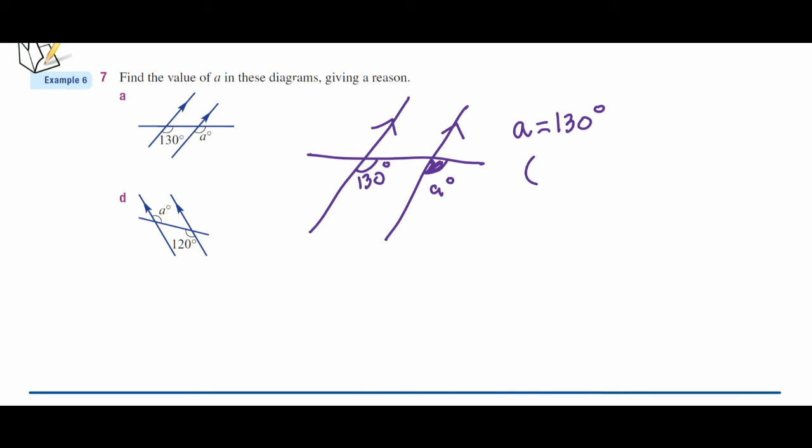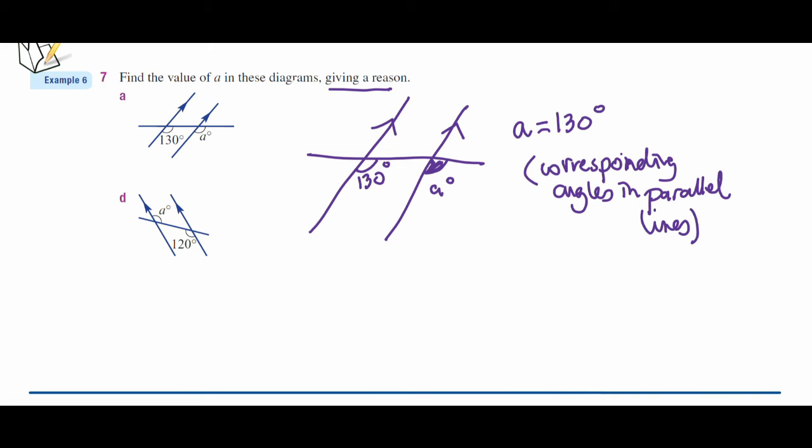Now, why? This is the part we want to give a reason. Why? Because they are what type of angles? They are corresponding angles in parallel lines. And I'd really like you to write the whole thing. Yeah, that's a lot of work.